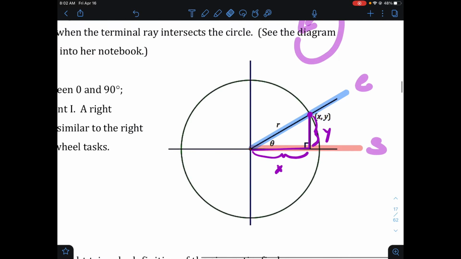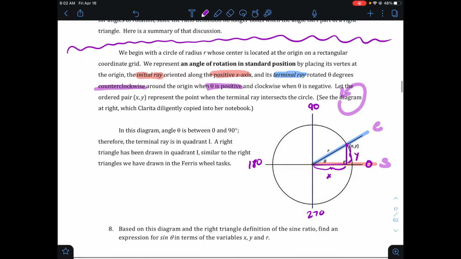Okay, so let's talk about that real quick too. The way that the degrees work on this is they go 0, 90, 180, and 270. Okay, I would label that. So you can see here that theta is between 0 and 90. Therefore, the terminal ray is in quadrant 1. So if you remember the quadrants, we've got quadrant 1, quadrant 2, quadrant 3, and quadrant 4.